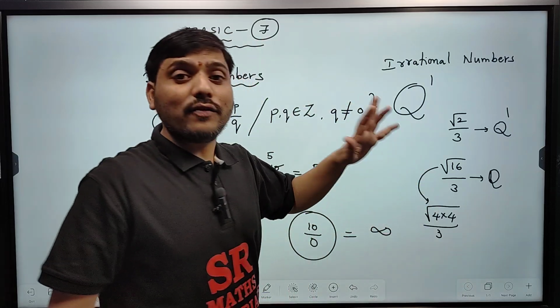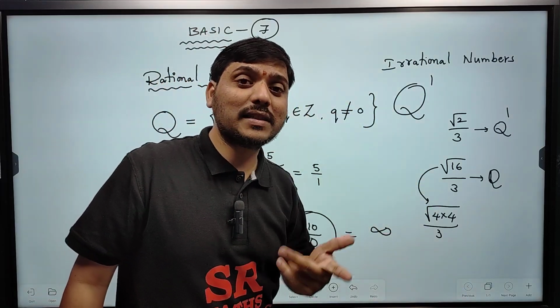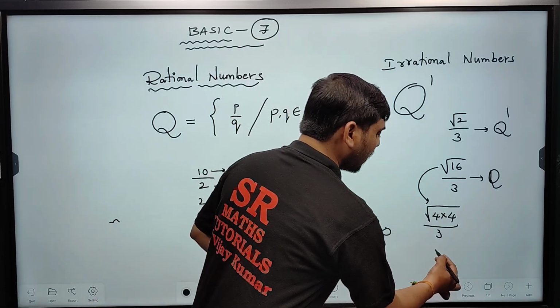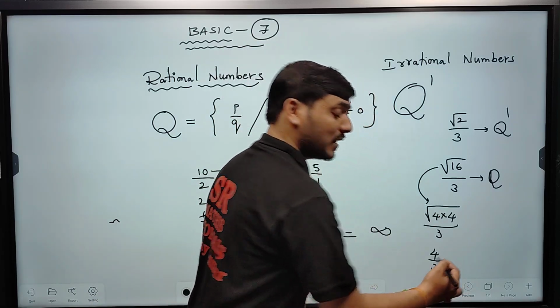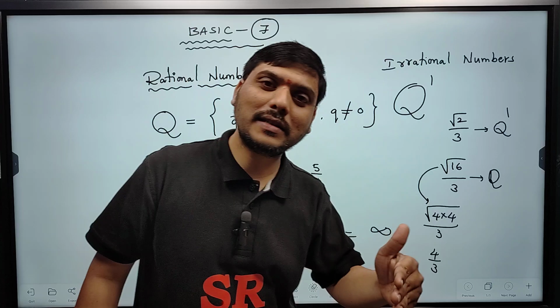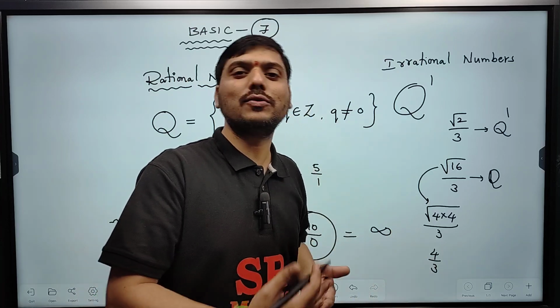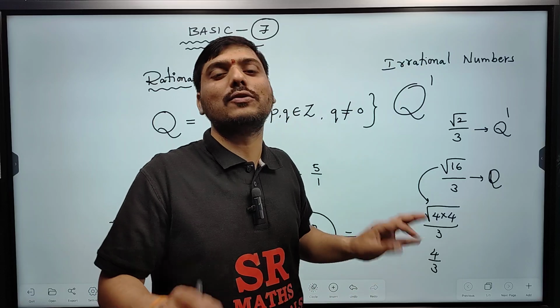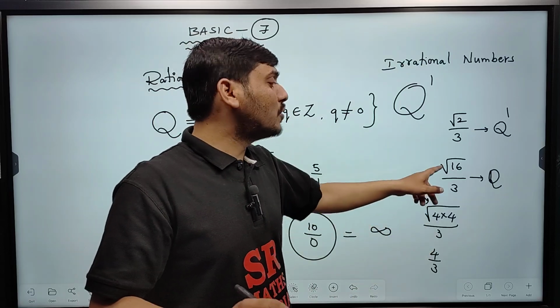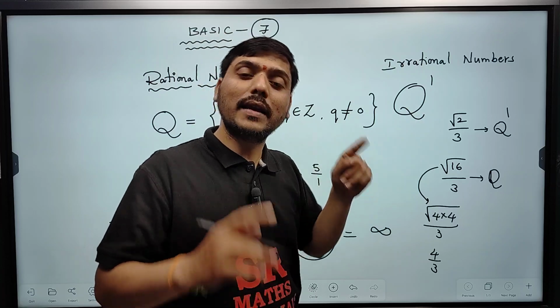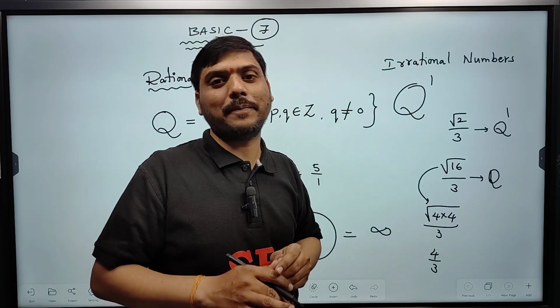Inside the root, one number is there twice, so that 4 comes outside of the root. The final answer is 4 by 3. Now 4 is p, 3 is q, and p, q, 4 comma 3, belong to Z, and q is not equal to 0, so 4 by 3, root 16 by 3, is rational, not irrational. But root 2 by 3 is irrational, not rational.